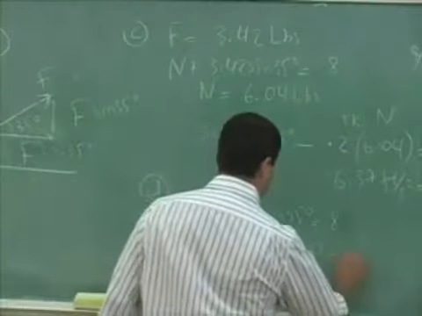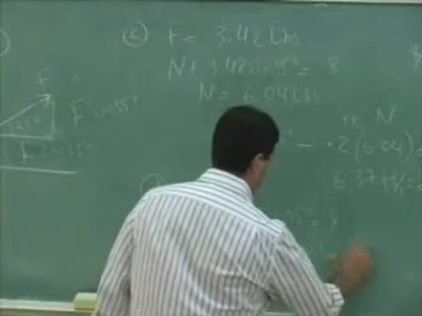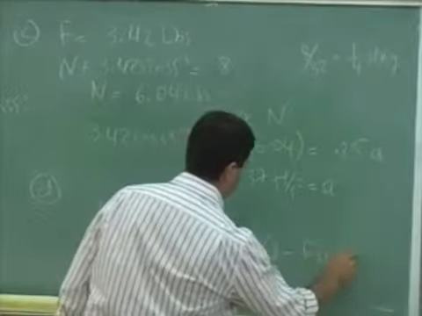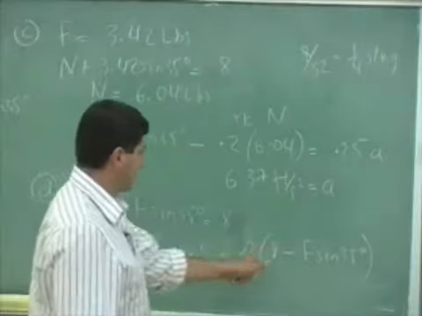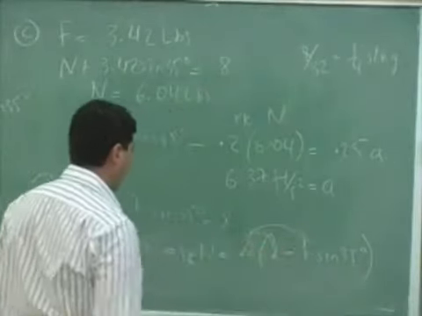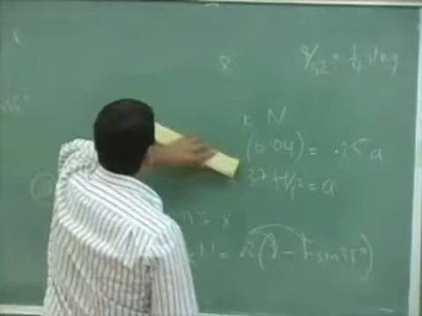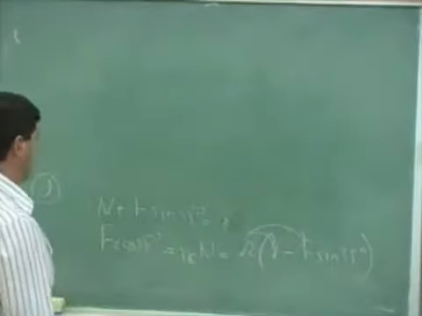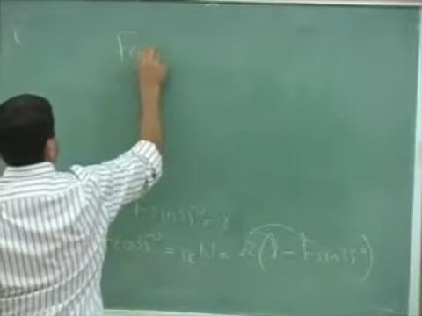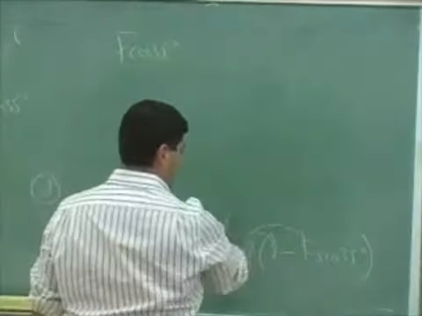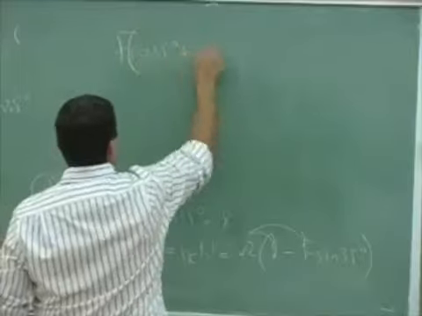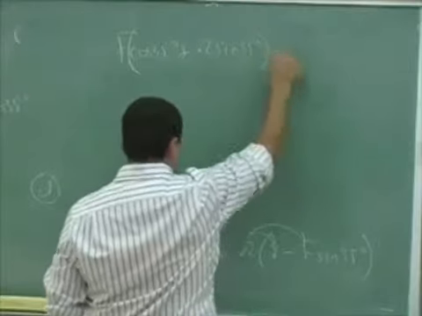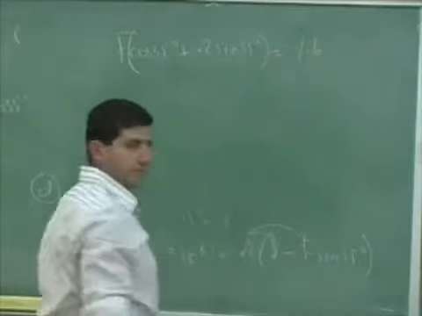So we put here mu k is going to be 0.2. N is going to be 8 minus f sine 35. And then you distribute this in. Distribute that in. And then you have f cosine 35. Take this to the other side. Plus 0.2 distributed in, you get 0.2 sine of 35 is equal to 0.2 times 8, 1.6. Okay?